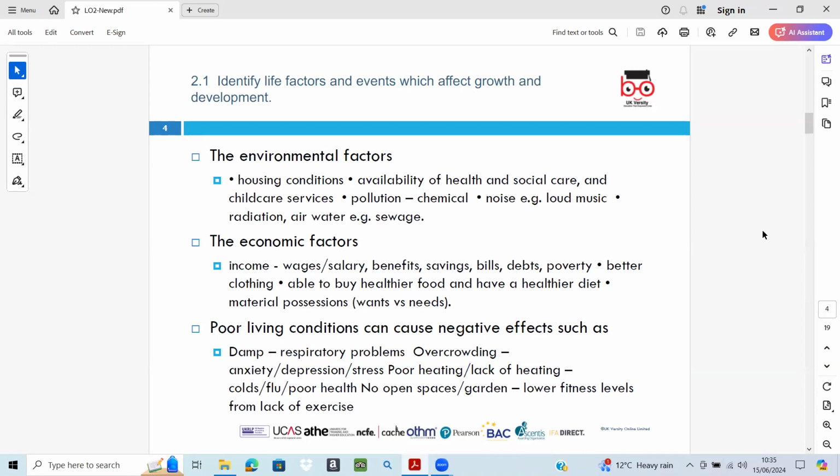Overall, we can say that identifying and understanding the life factors and events that affect growth and development is crucial for recognizing how various elements of our environment and economic conditions shape our lives. These influences can create both advantages and challenges, which could impact physical, intellectual, emotional, and social development. Now we'll move to the next slide.